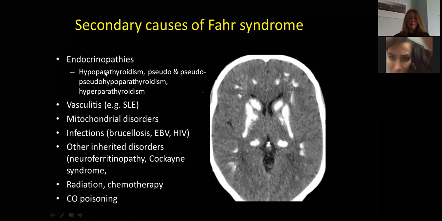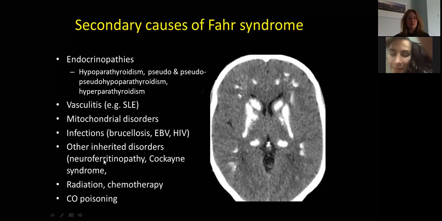So parathyroid and thyroid issues, again, pretty obvious clinically. Vasculitis, I've never seen it look quite so florid as this. Mitochondrial disorders, again, this is all neurology territory, isn't it? Infections are quite a good one to think about. Again, this would probably be too florid for previous infection with this extent in the basal ganglia.